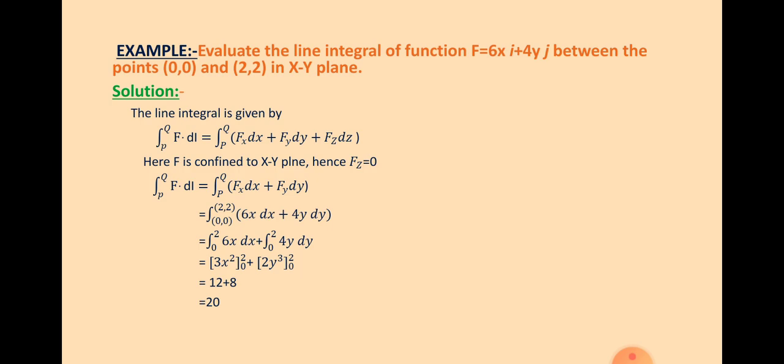6 is constant. Integral of x dx is x to the power n plus 1 over n plus 1. Here n is 1, so x squared by 2. So 6 times x squared by 2 gives 3x squared, from 0 to 2, plus 2y squared from 0 to 2. Similarly, substituting the limits 0 and 2 in these equations, we get 12 plus 8 equals 20. This is a simple explanation.